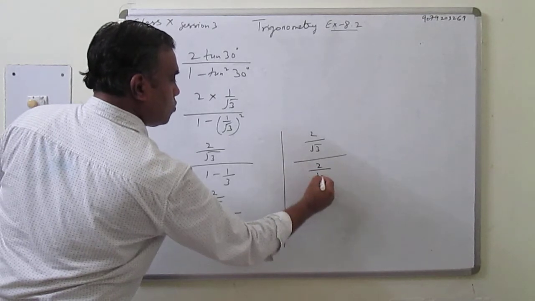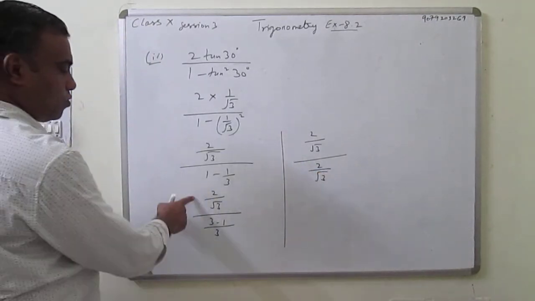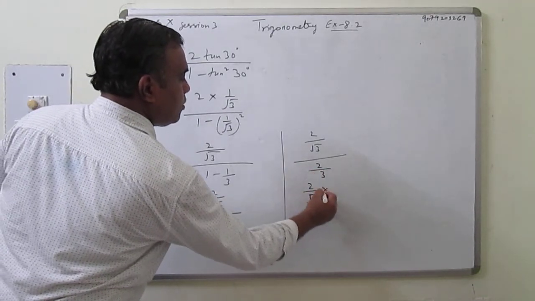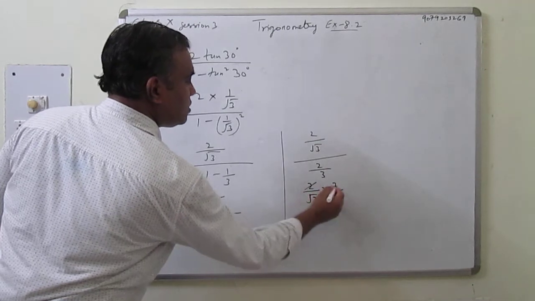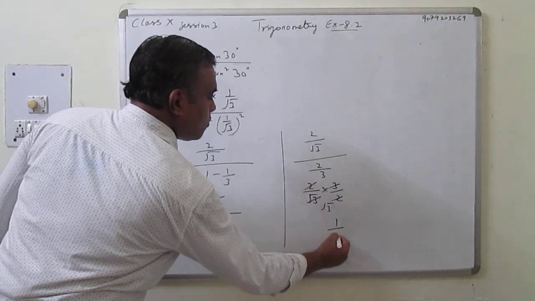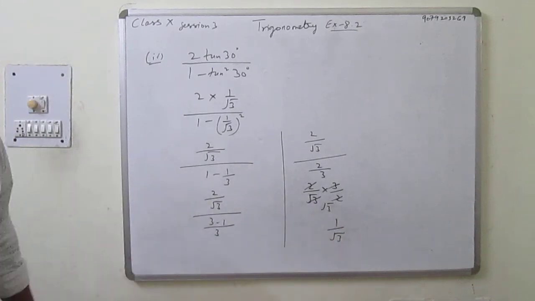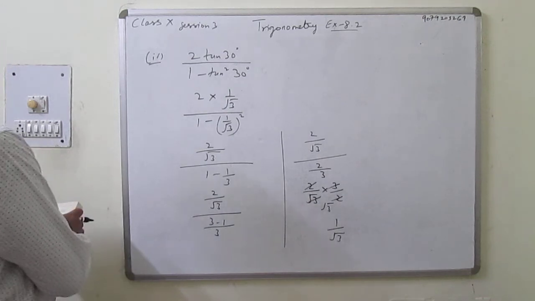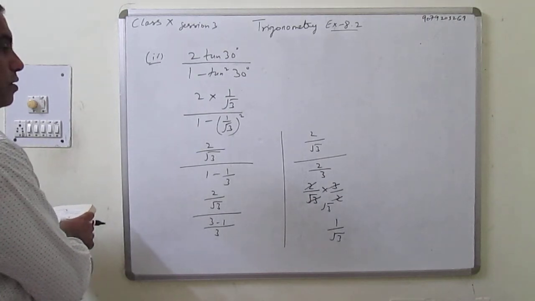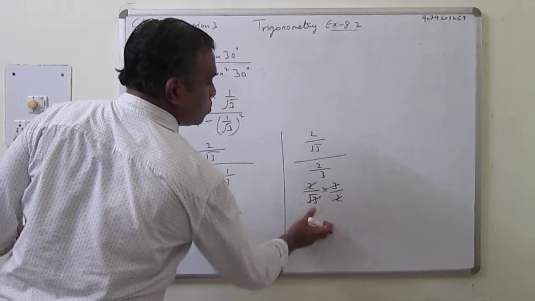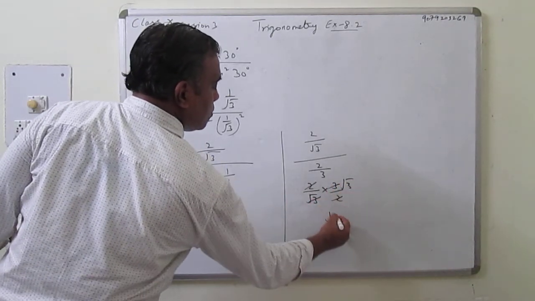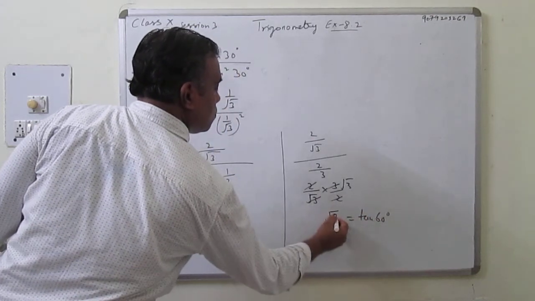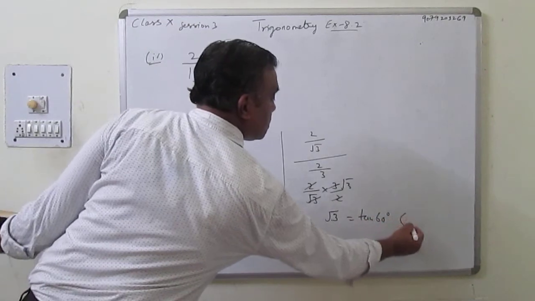So 2 upon root 3 into 3 upon 2. This will cancel out. So it is 3 upon root 3, that is root 3. Root 3 is tan 60 degree. That is option C.